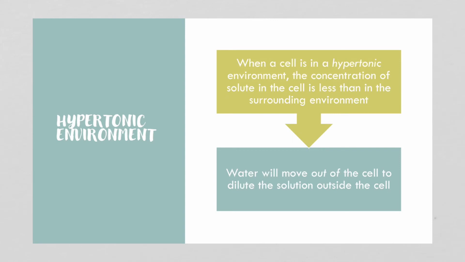Our last scenario is a hypertonic environment. So when a cell is in a hypertonic environment, the concentration of the solute in the cell is less than the surrounding. So that would be like if you put a cell into like salt water, that would be not so good for the cell if it's a high concentration of salt. So water will have to move out of the cell to dilute the solution that's outside of the cell.